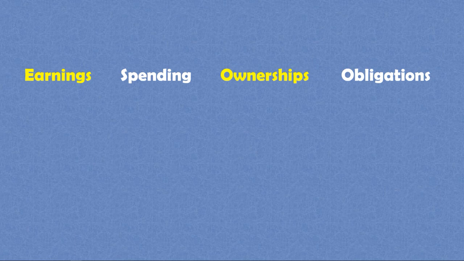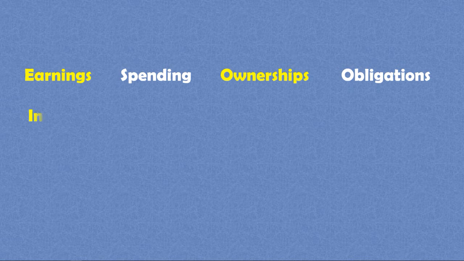Alright, so we just discussed that accounting is about recording earnings, spending, ownerships, and obligations. So basically we have divided all the components that we have into four key classes. They are earnings, spendings, ownerships, and obligations. But now let us learn a professional accounting terminology for each of them.